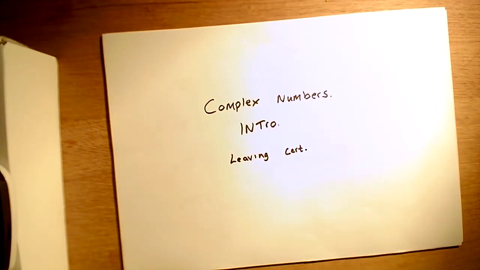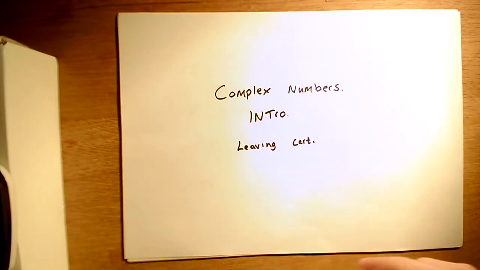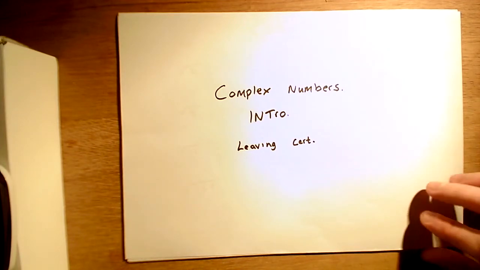Complex numbers. This will be an introduction, so this will cover a lot of the stuff on the ordinary level course, and then there'll be a separate video for the content that comes up purely on the higher level course. So the first thing we need to consider is, what are complex numbers? Where do they come from? What do they involve? And what should we expect when we deal with them?